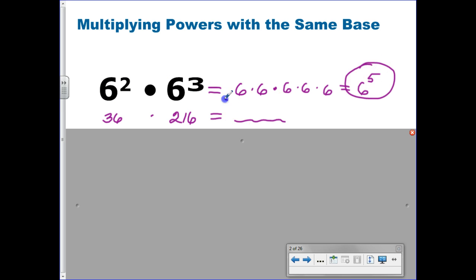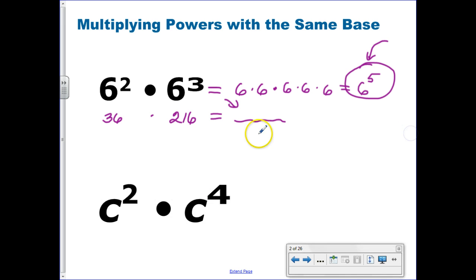Now, yes, if I asked you to evaluate, this ends up being a really, really large number. But right now I'm more interested in looking at some sort of pattern you might be able to notice with the exponents when I have the same base. Let's see what happens if I just have variables. C to the second power times C to the fourth power.